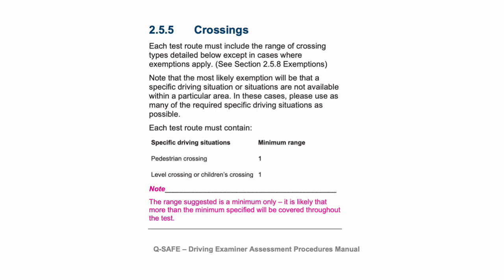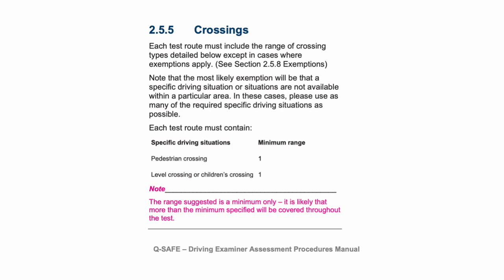Note that the most likely exemption will be that a specific driving situation or situations are not available within a particular area. In these cases, please use as many of the required specific driving situations as possible. Each test route must contain, you can see, a minimum range of 1 pedestrian crossing. Note, the range suggested is a minimum only. It is likely that more than the minimum specified will be covered throughout the test.